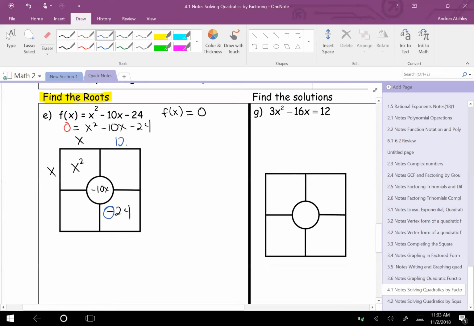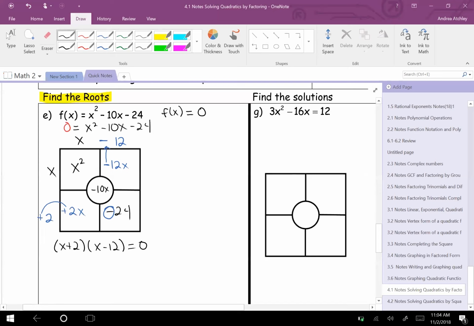So let's try 12 and 2. This gives me 12x, this gives me 2x. Now, these I'm going to be subtracting. Which one needs to be negative, the 12 or the 2? 12, good. If the 12 is negative, then this is negative. The 2 is positive, then this is positive. So now I have my factors of x plus 2 times x minus 12 equaling 0.